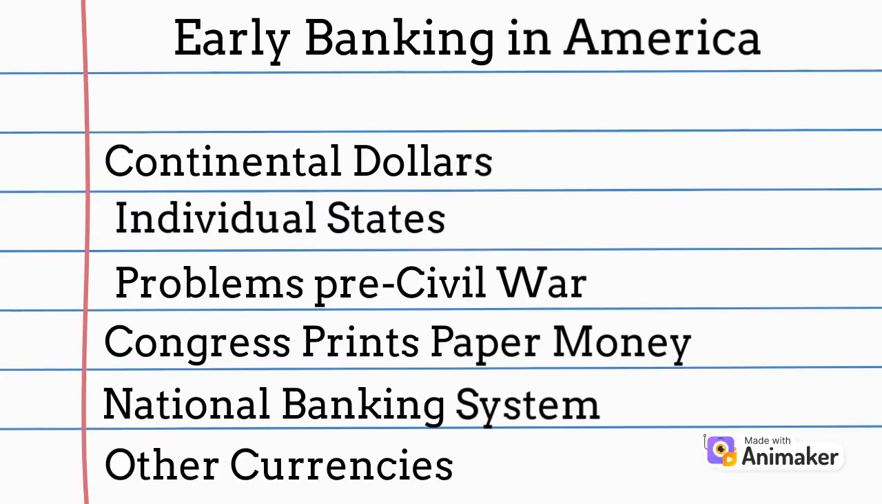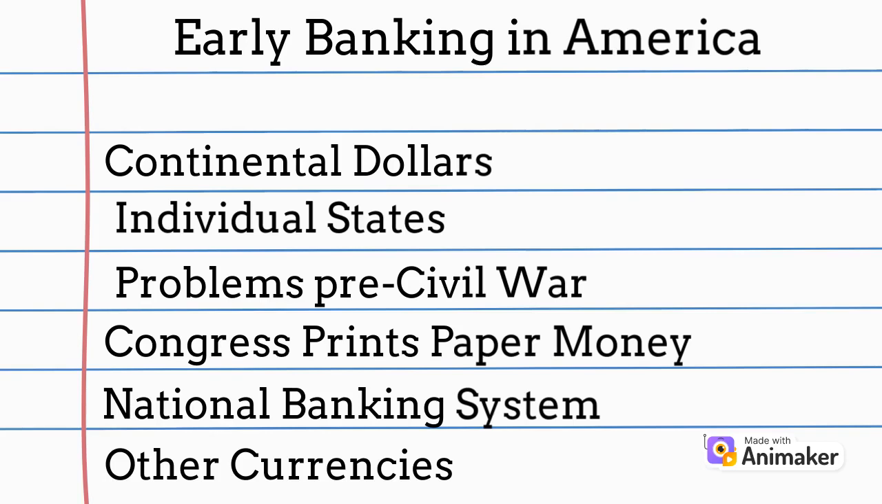Banking in America. During the Revolutionary War, continental dollars were printed. The Constitution left the printing of paper currency to the individual states. State banks received their operating charters from individual state governments. Problems with pre-Civil War currency included each bank printing its own currency, resulting in many different notes, and banks issuing too many notes, and counterfeiting.